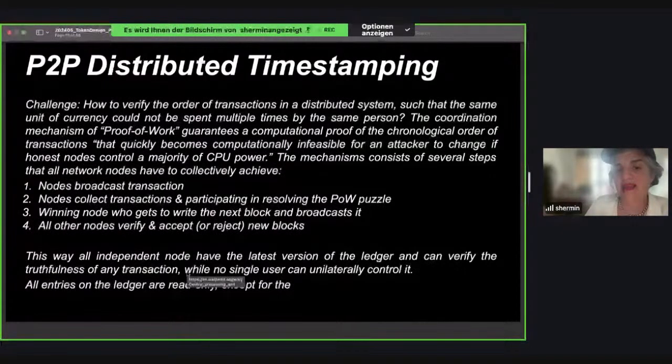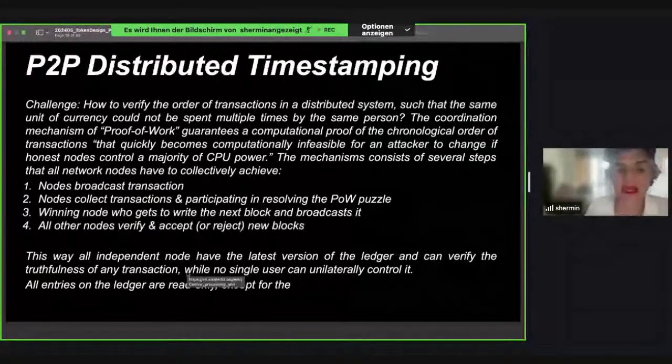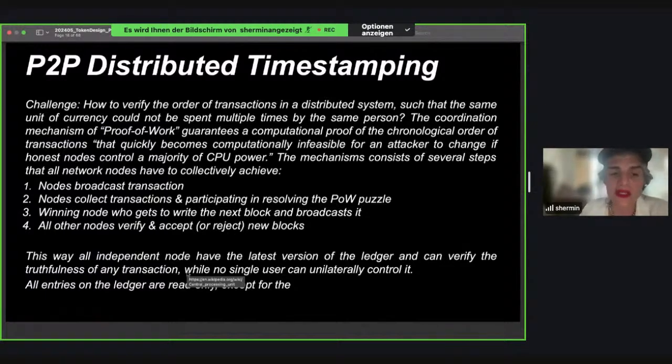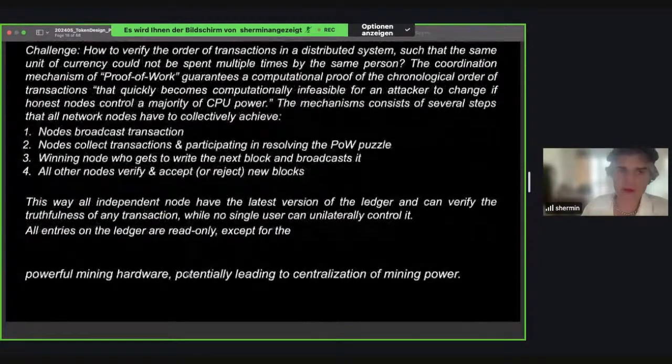And this block data is then broadcasted to the rest of the network, and all other nodes in the network collect this data. They verify this block, and they get to accept or reject this new block. So this mechanism ensures that all independent nodes have the latest version of the ledger and can verify the truthfulness of transactions, while no single party can unilaterally control it.